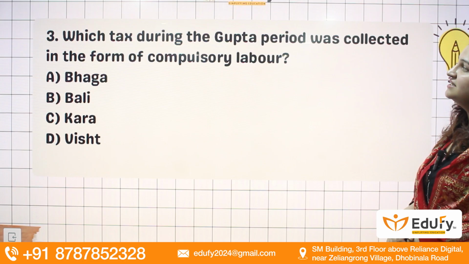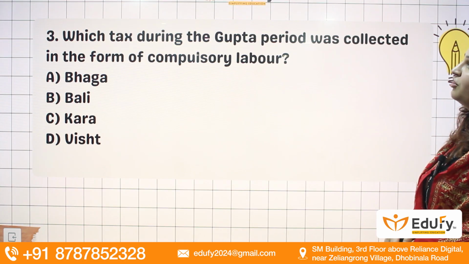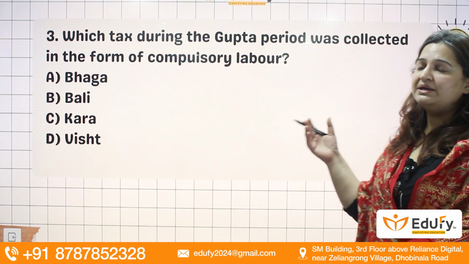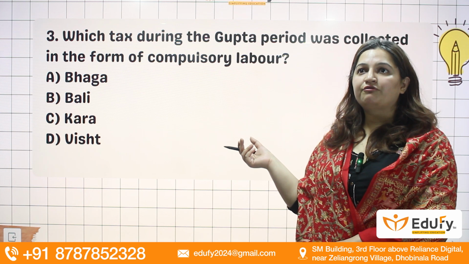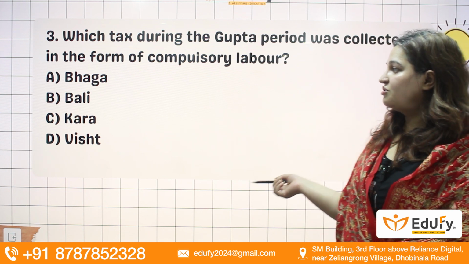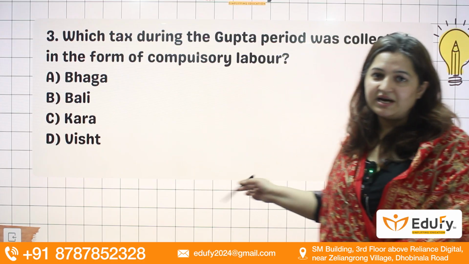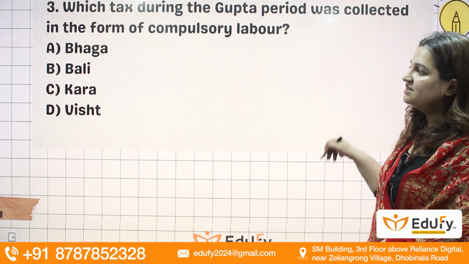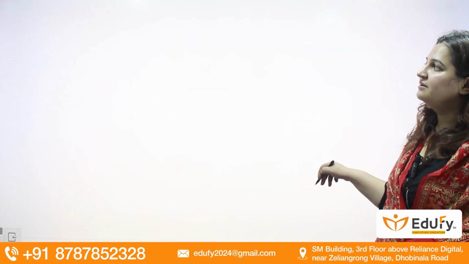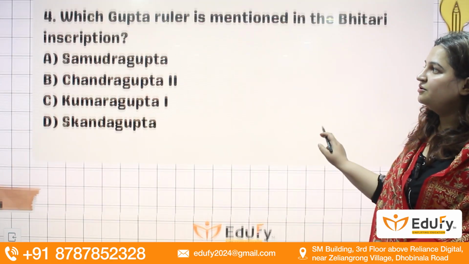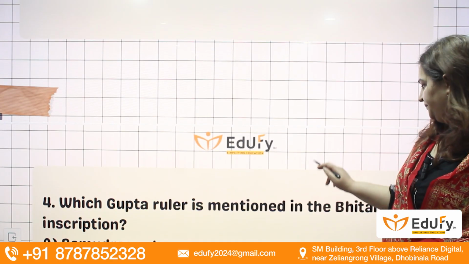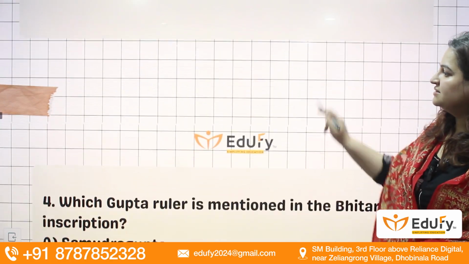Next, which tax during the Gupta period was collected in the form of compulsory labor, or forced labor? It is not visht here, but vishti, T-I. So the answer here is vishti. Vishti is a form of forced labor that was done during the Gupta period. So that is the answer.